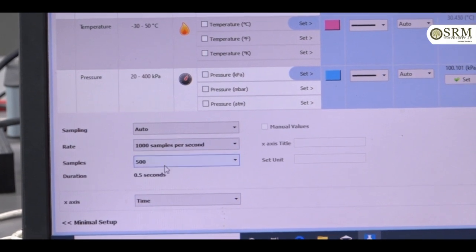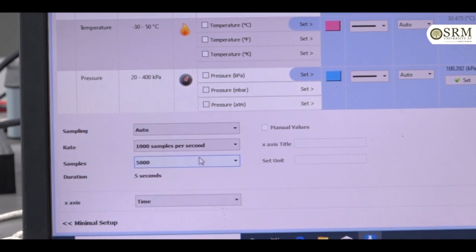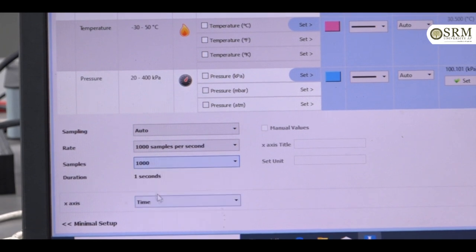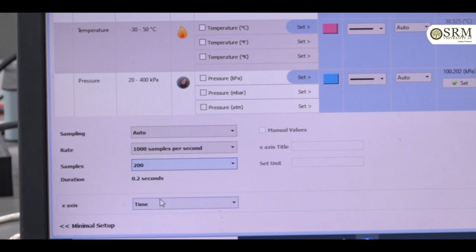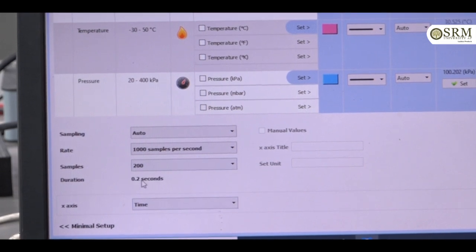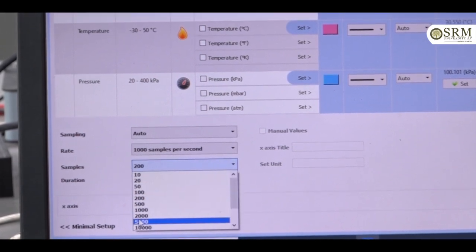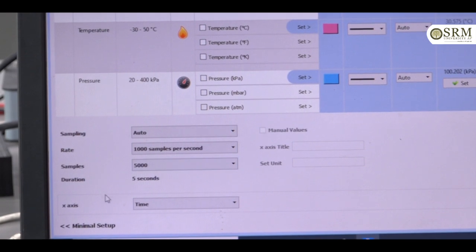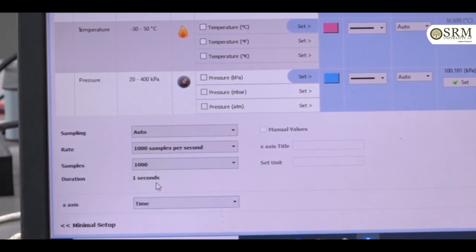Later, we take the number of samples according to your wish. If we increase the samples, the duration will increase. If we decrease the samples, the duration will decrease. Please check it once again. Here I took 200 samples, and the duration is 0.2 seconds. When I increase the samples to 5000, the duration is 5 seconds. I took 1000 samples, which means 1 second.